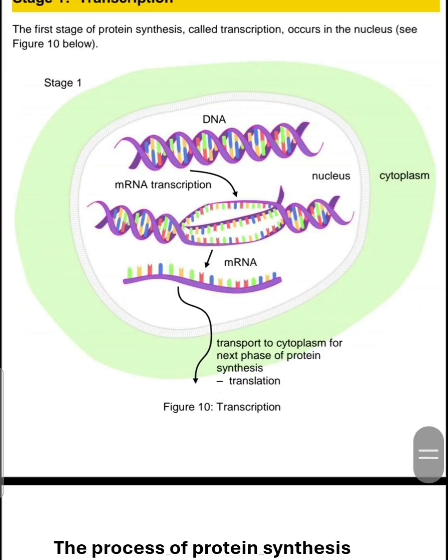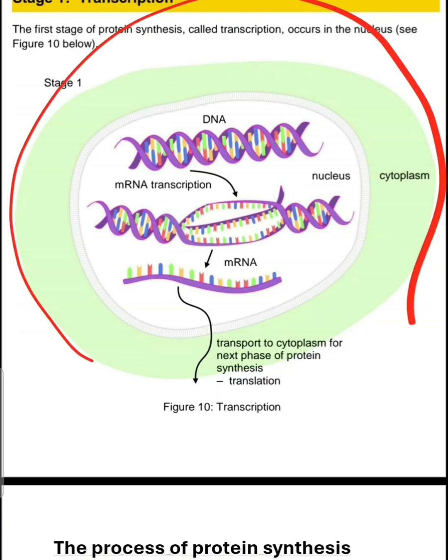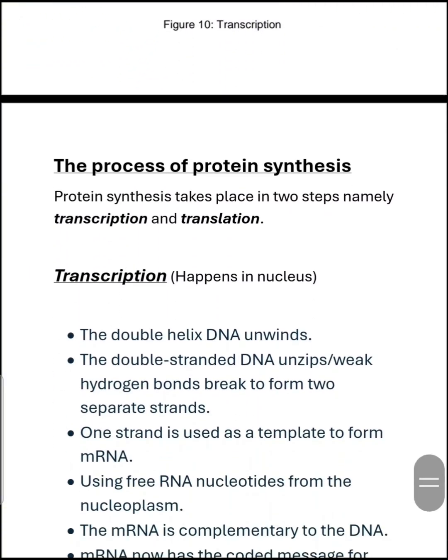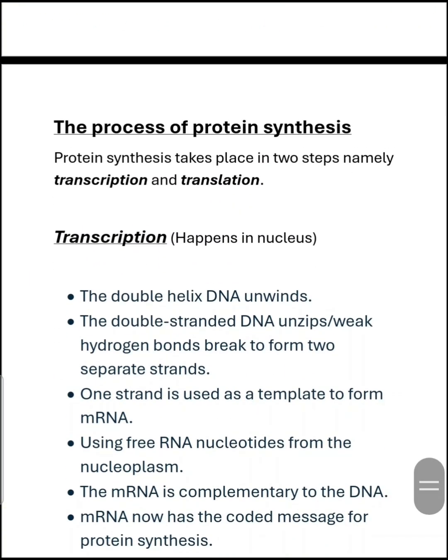Then let's move on to the transcription. So first you transcribe the information and then you translate it. Transcription is the first stage of protein synthesis. This occurs in the nucleus here. Let's go through the process of it. So the process of protein synthesis: protein synthesis takes place in two steps, namely transcription and translation.